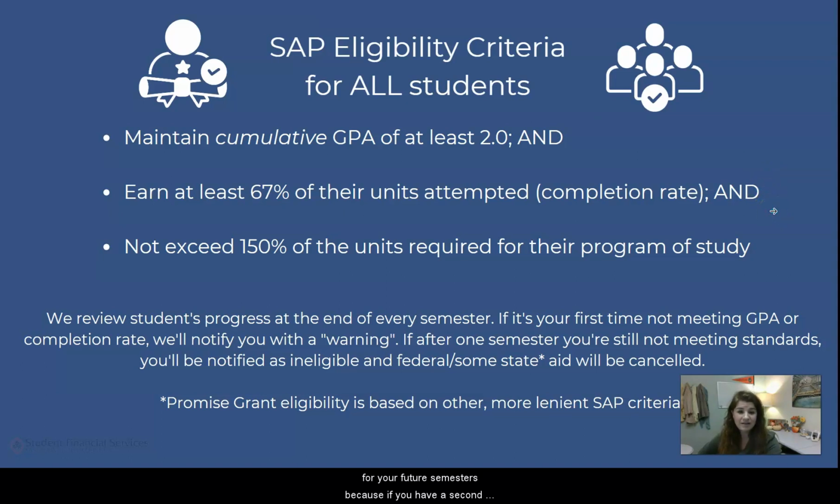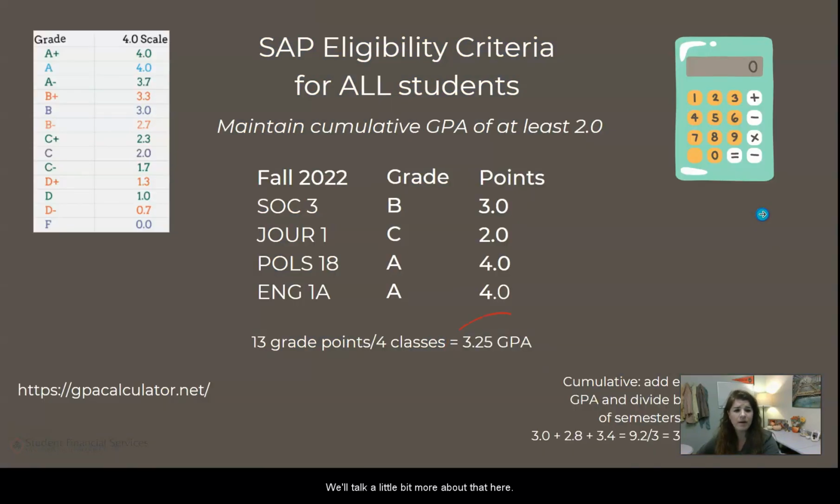Because if you have a second term where you're not meeting the standards, then you become ineligible, and that's when your financial aid is terminated. So we'll talk a little bit more about that here.